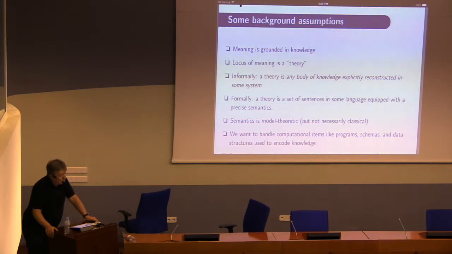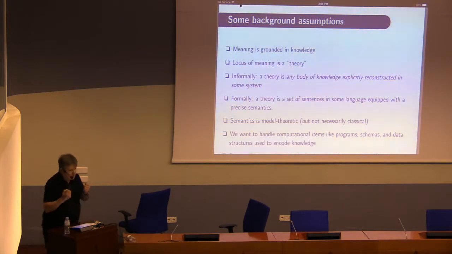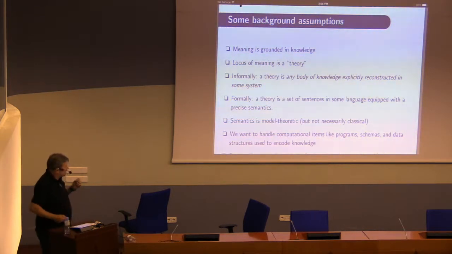I'm going to assume, and I can't defend them all in such a short time, that meaning is grounded in knowledge, and that the locus of meaning is a theory. But a theory, informally, is something very general. It's a body of knowledge that is explicitly reconstructed in some system. And formally, I want to think of it as a set of sentences in some language that's already equipped with a precise semantics. So I'm not trying to discover semantics, I'm assuming that there is a semantics.